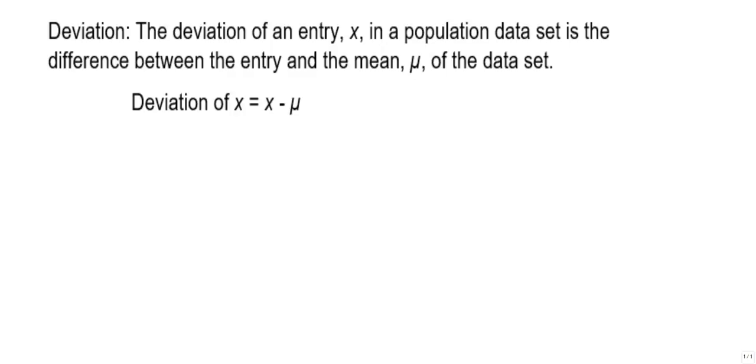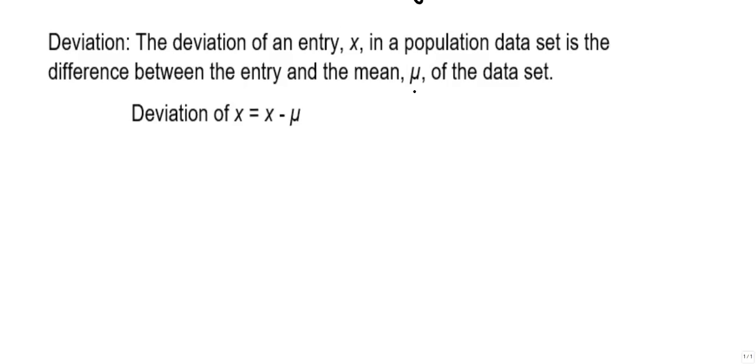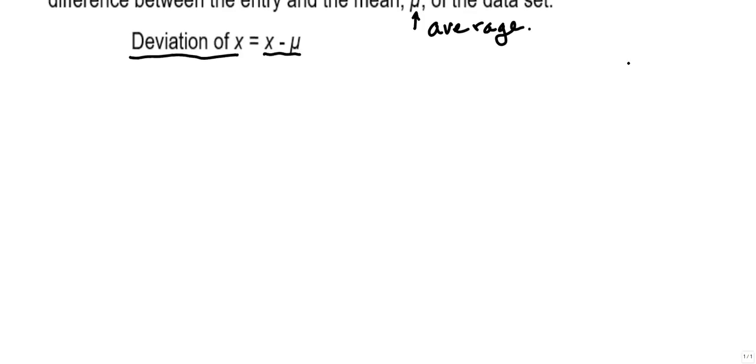One of the important concepts in statistics is that of deviation. We define deviation of an entry X in a population dataset as the difference between the entry and the mean mu. This is the lowercase Greek letter mu, and it does mean the average of the dataset. And the deviation of X will be represented as X minus the mean. So X is going to represent our data value, and obviously mean is the mean of the data set.